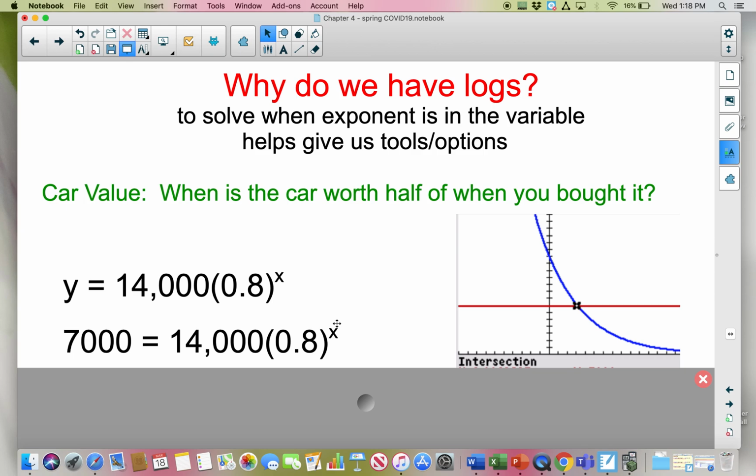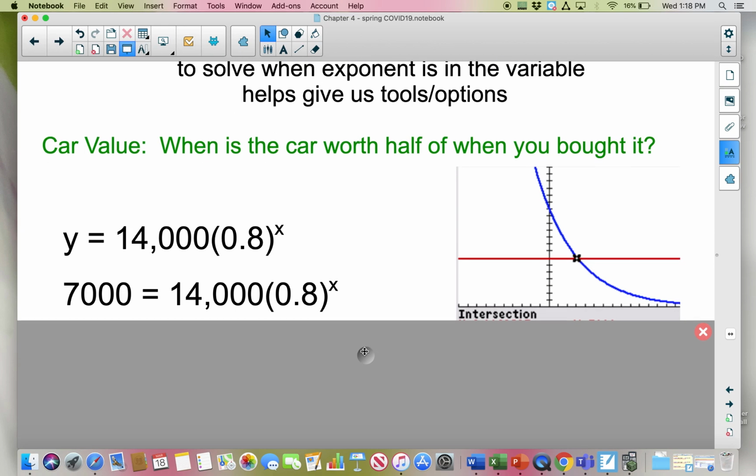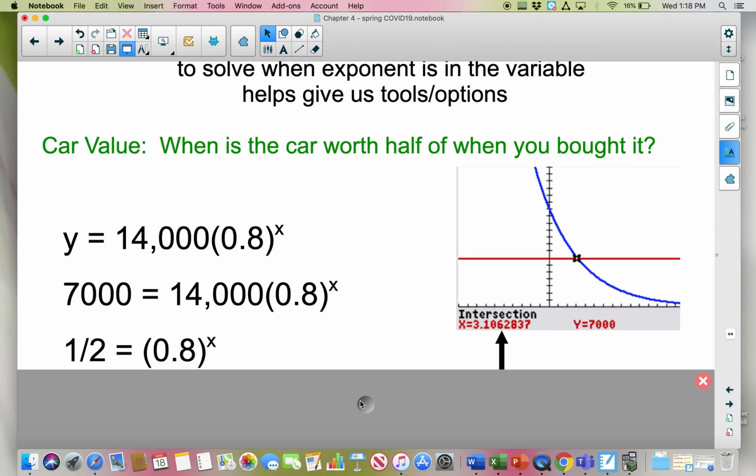So I put in 7,000 for Y. And then algebraically, I divided the 14,000 over. And then we kind of got stuck here, right? And we're like, oh, I could guess and check, or I could graph the model and the 7,000 on my calculator and find the intersection. So we talked about some great strategies. Now you have another, probably best, strategy: when you're stuck in exponential form, you can go to logarithmic form to solve for x.